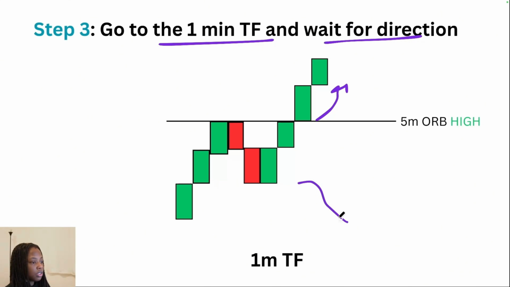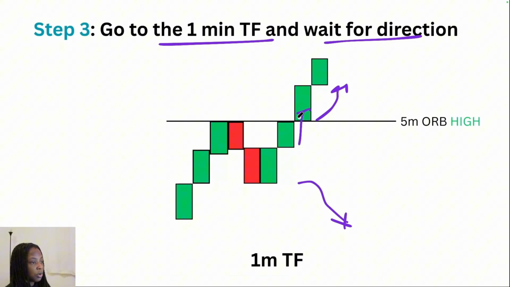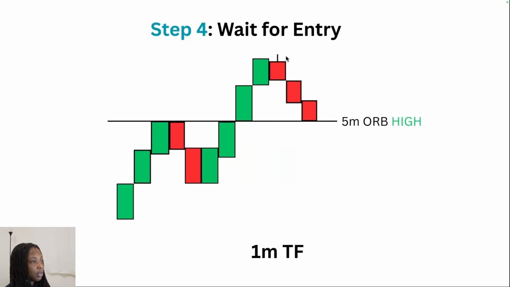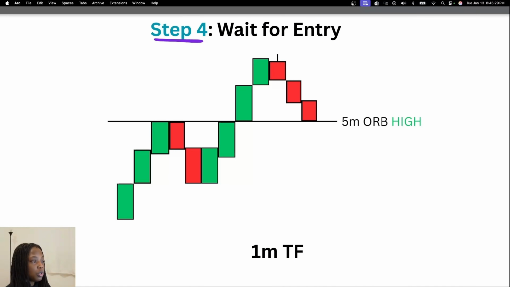If it broke to the downside, you would also do the opposite of what I'm going to show you in this video. Once you've seen that, okay, it's broken to the upside, you don't want to chase this candle or chase this break because the market most times would tend to revisit the opening range high. So now we're going to wait for an entry. What does that look like? Like I said, I'm going to show you 2 different entry models that you can use depending on market context, and I'll show you my favorite one.